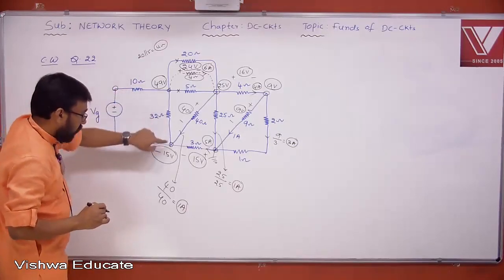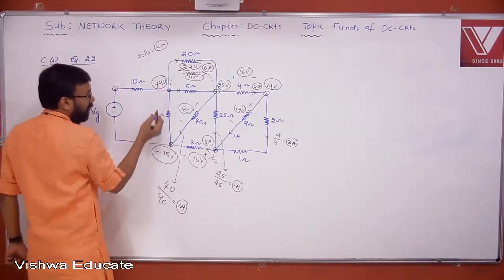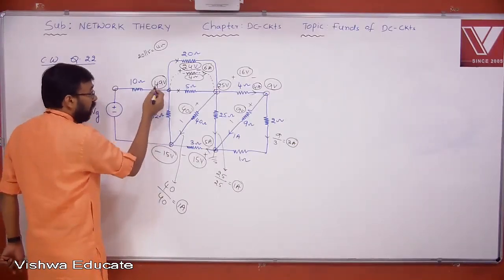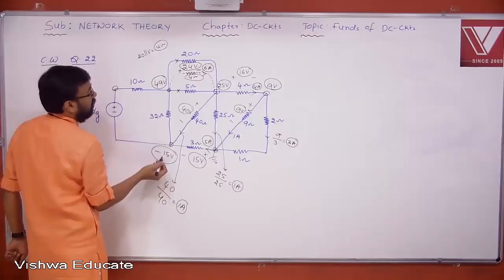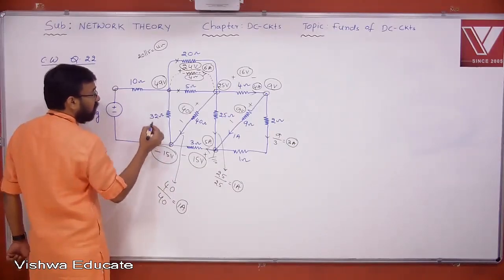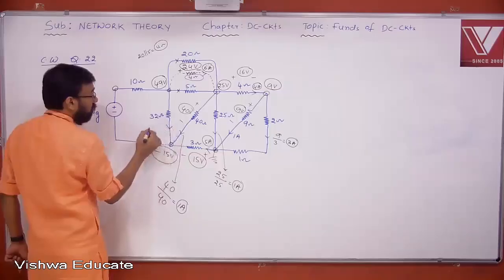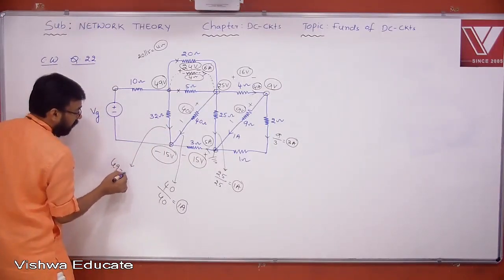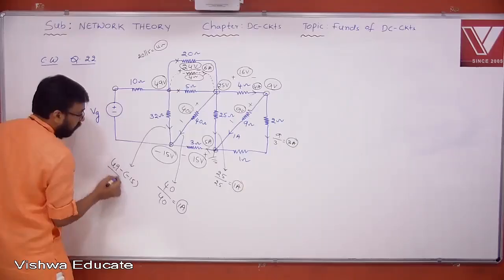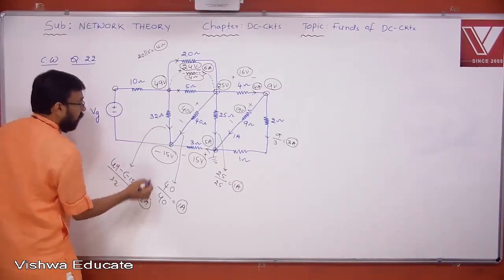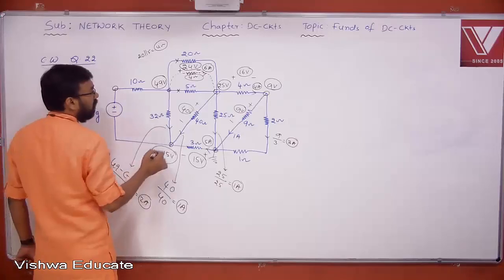To find the current, you must know the voltage here. Is it 49 by 32 or 49 minus of minus 15 by 32? Definitely 49 minus of minus 15. That is 64, 64 by 32. The voltage across this one is 49 minus of minus 15, divided by 32. That is 2 ampere. 2 ampere current is flowing here.